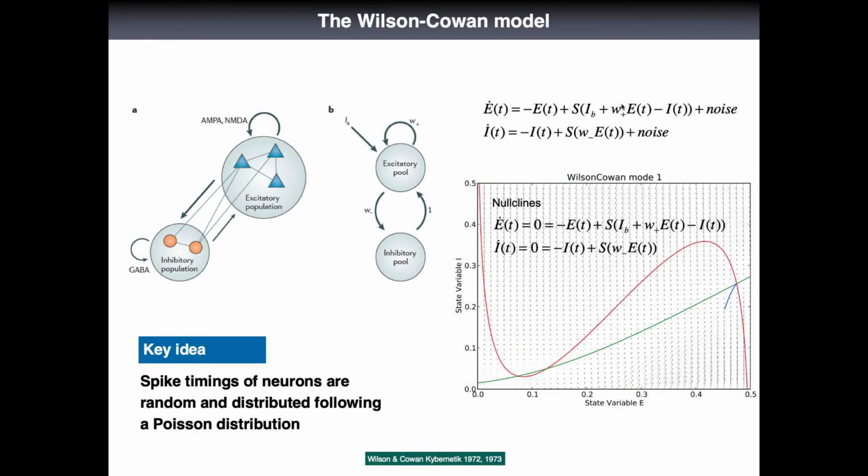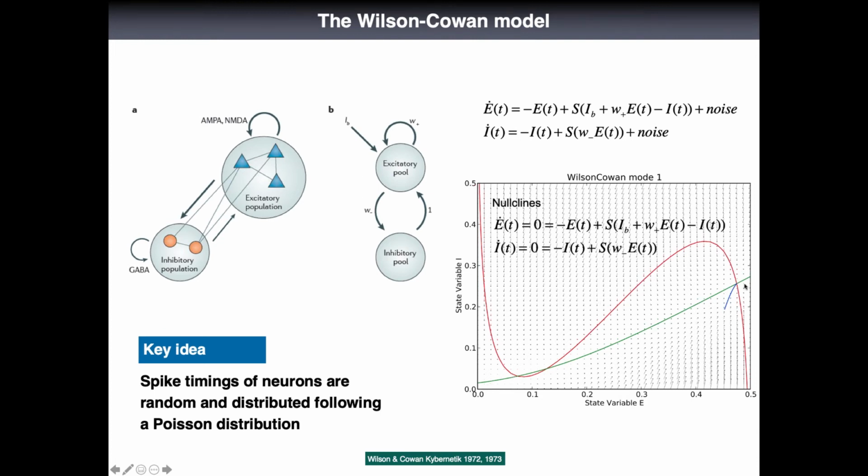One of the most frequently used is the Wilson-Cowan model. It supposes the existence of an inhibitory and an excitatory population that are mutually coupled. The key theoretical idea behind it is that spike timings of neurons are random and distributed following a Poisson distribution. These are the equations. They comprise a sigmoidal function for the activation. And depending on the parameters, they can show different dynamical regimes.